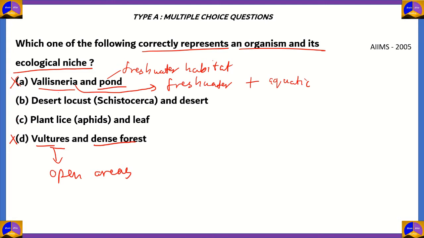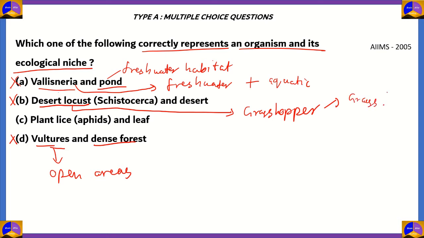Now what about option B? This looks straightforward, is it? Desert locust living in the desert. Well, actually this option is incorrect because the organism which we know as desert locusts is commonly called the grasshopper. And where do grasshoppers live? Areas with a lot of grass, for example, grasslands, or habitats such as human habitations and human farms, etc. So option B, desert locust and desert, is incorrect.